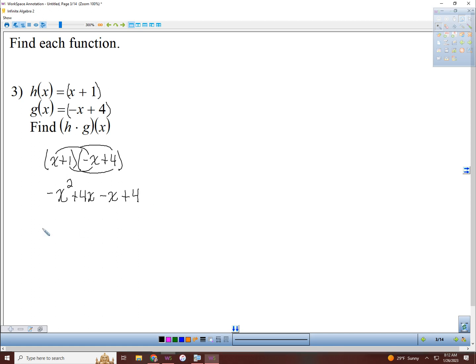Now I'm just going to put this in order and combine like terms. So I have h times g of x is equal to, and then I only have this 1 x squared here, so negative x squared. 4x and negative x go together to make 3x, and then I have the plus 4 that's all by itself.